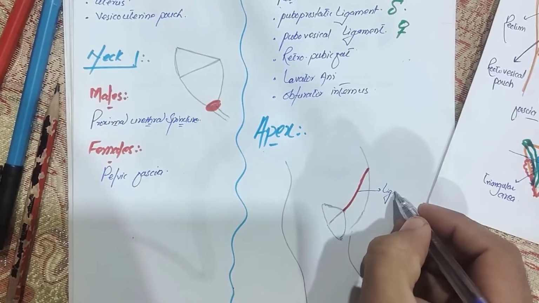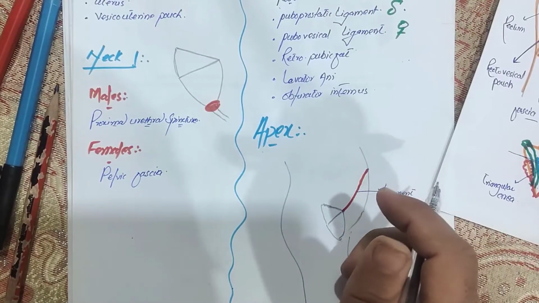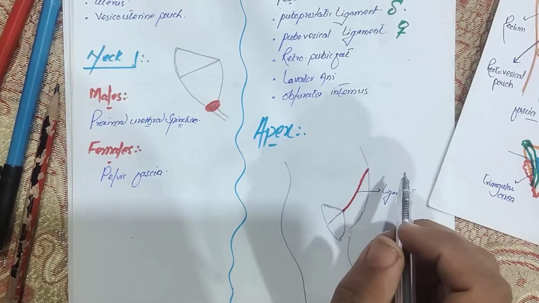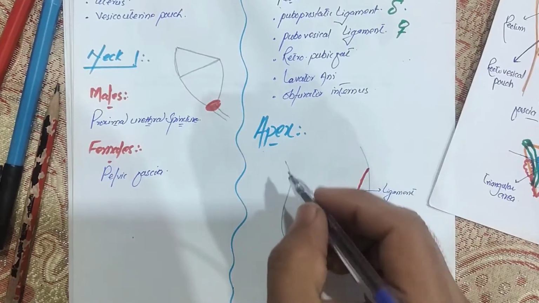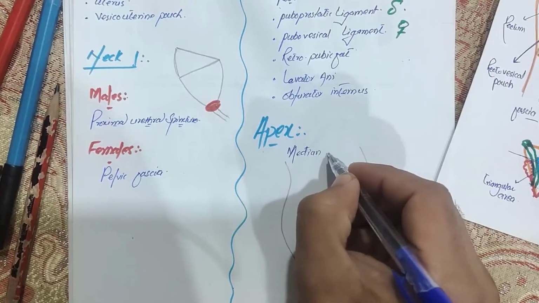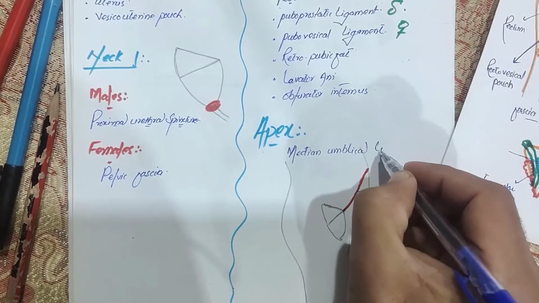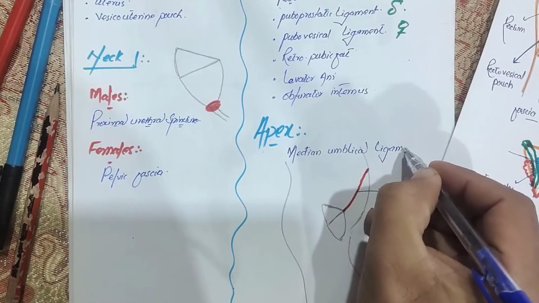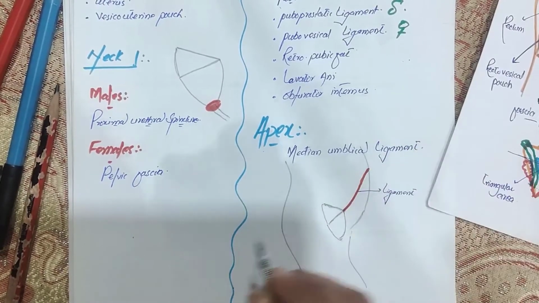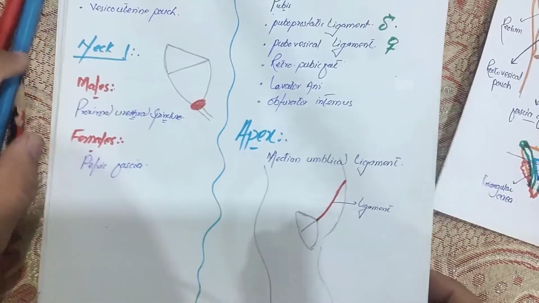So this is a ligament, and which ligament is it? This is called the median umbilical ligament. So there is a median umbilical ligament for male and for female, both cases. So this is in relation to the apex of the urinary bladder.